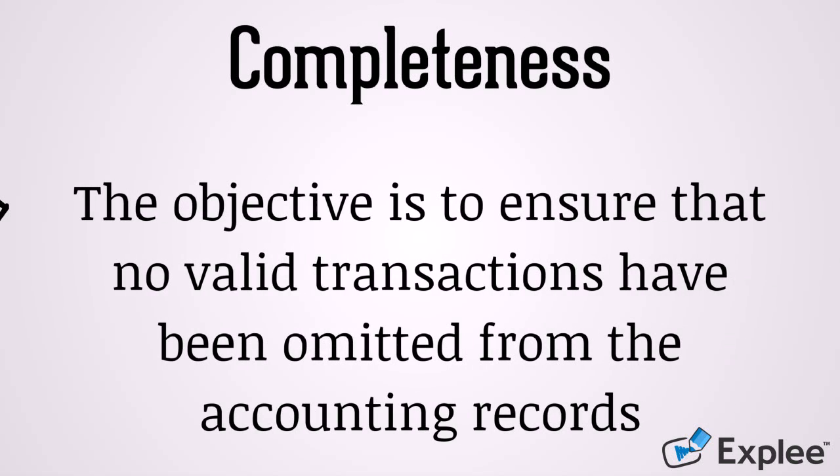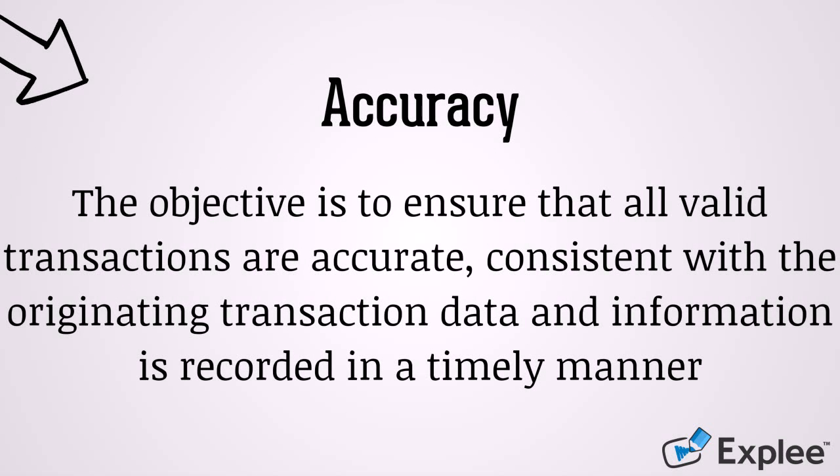Completeness. The objective is to ensure that no valid transactions have been omitted from the accounting records. Accuracy. The objective is to ensure that all valid transactions are accurate, consistent with the originating transaction data and information is recorded in a timely manner.